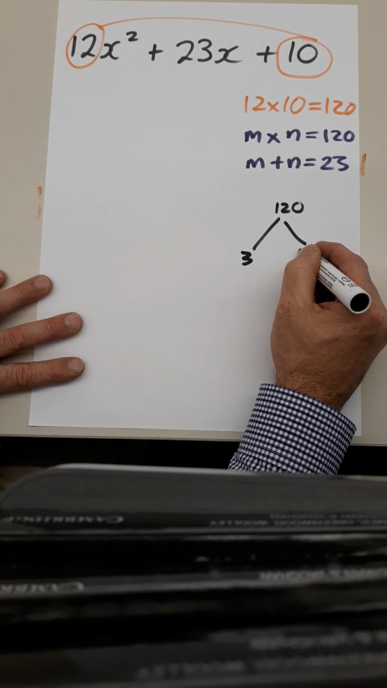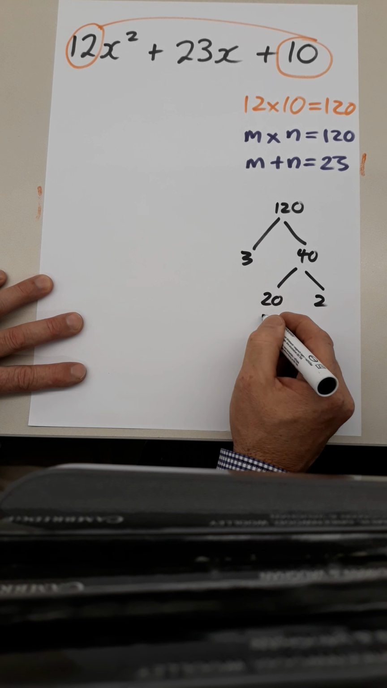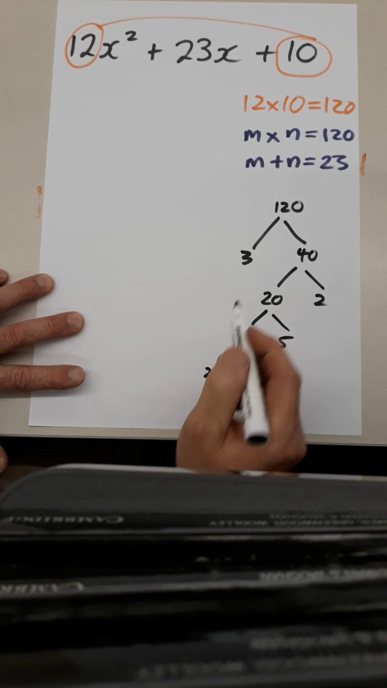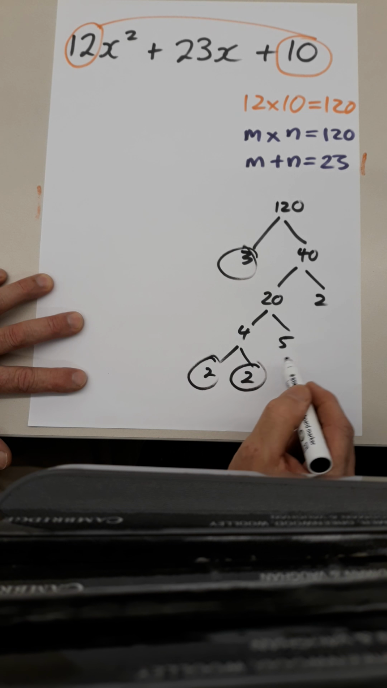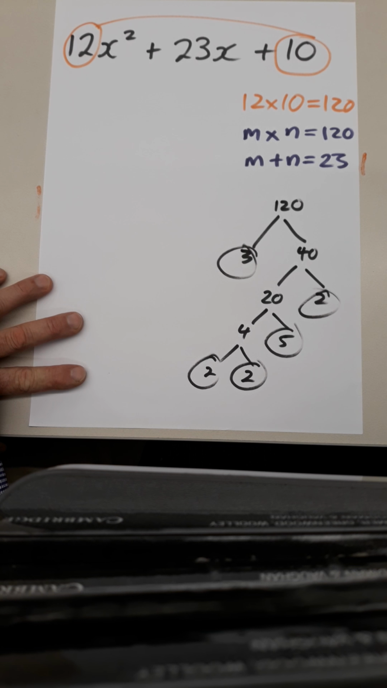How about 3 times 40? How about that can be 20 times 2? How about that can be 4 times 5? How about that can be 2 times 2? So 3 and 2 and 2 and 5 and 2, those numbers all times together to give me my 120. So certain combinations are going to give me the factors I want.